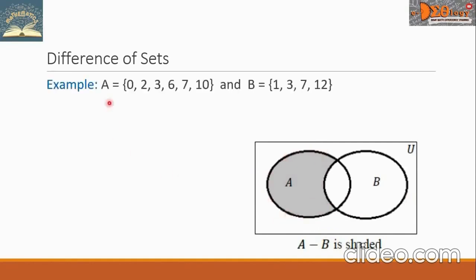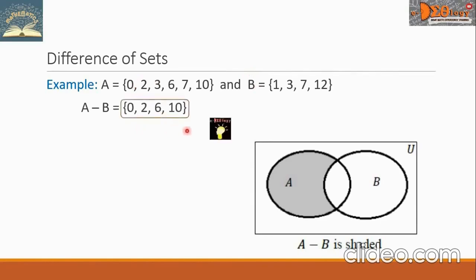For example, let set A equal 0, 2, 3, 6, 7, and 10, and set B has elements 1, 3, 7, and 12. For A minus B, the elements are all elements of set A that do not belong to set B. So the elements are 0, 2, 6, and 10. This is the final answer.